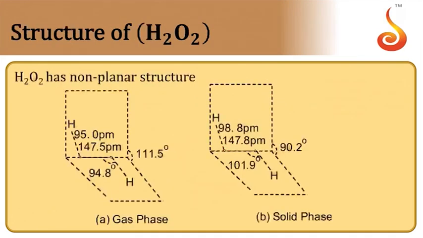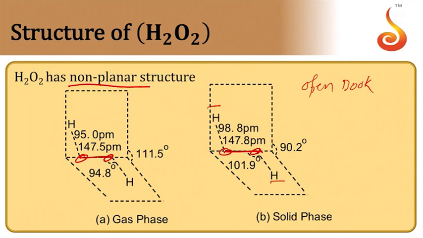Then comes the structure of H2O2. H2O2 has a non-planar structure. It is an open book shape, called the open book structure. On the spine of the book you have 2 oxygen atoms, and the 2 leaves contain the 2 hydrogen atoms, that is the OH groups.